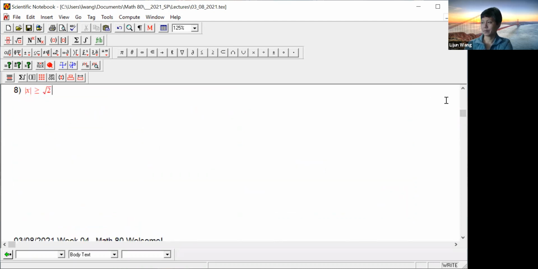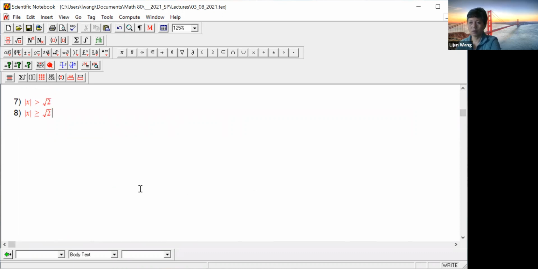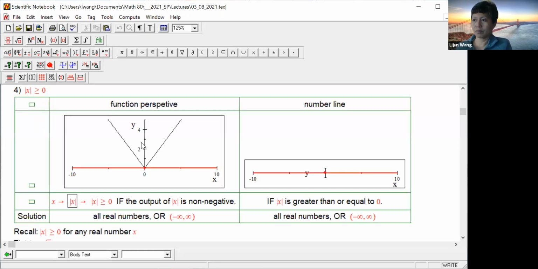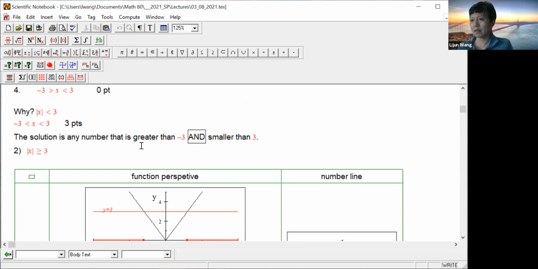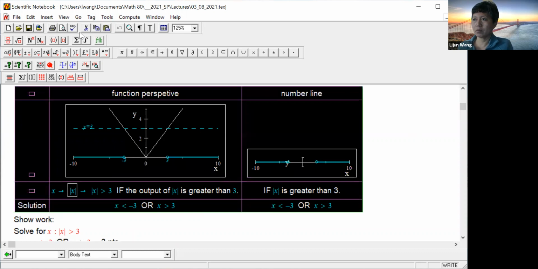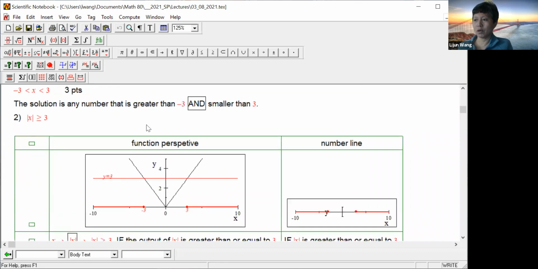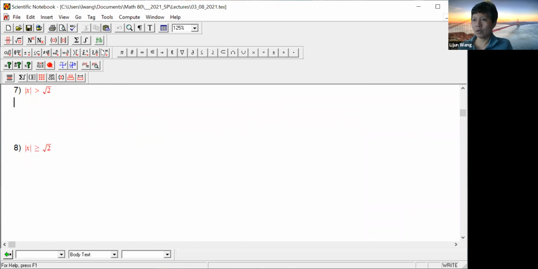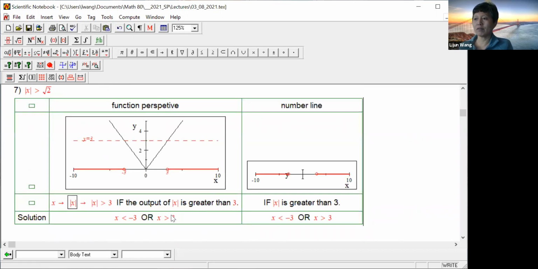Seven, 8. Larger than root 2, larger than or equal to square root of 2. In this case, the nature of the question is the same as greater than root 3. Which of these situations will be fitting this form? The only thing you have to do is change all the 3 to square root of 2. That's really all you need to do.